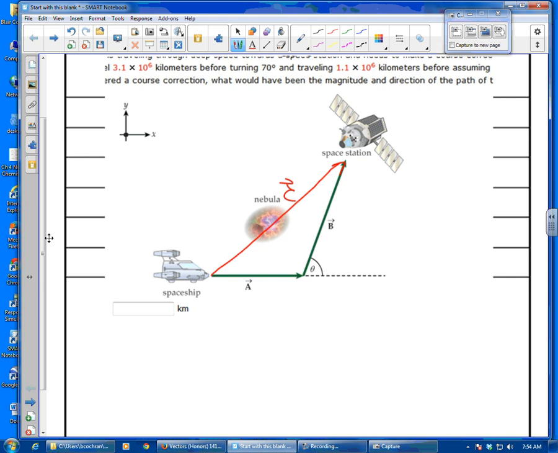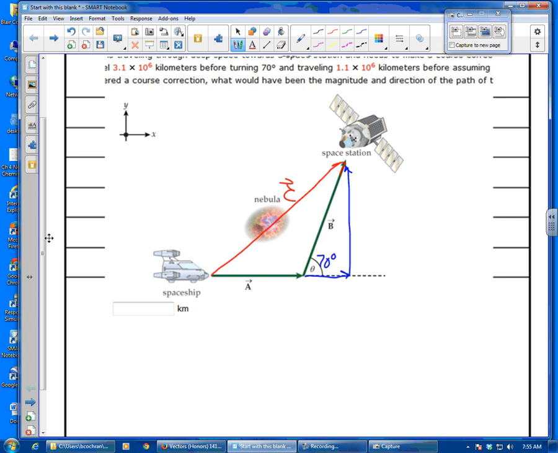I want to do it with components. I could do this as a non-right triangle, and you're welcome to do that with the law of sines and law of cosines. But I'm going to do it with components to make the mathematics a little easier. So what I need are the components of B, which would be a vector in the x positive direction and a vector in the y positive direction. They tell me this angle is 70 degrees.